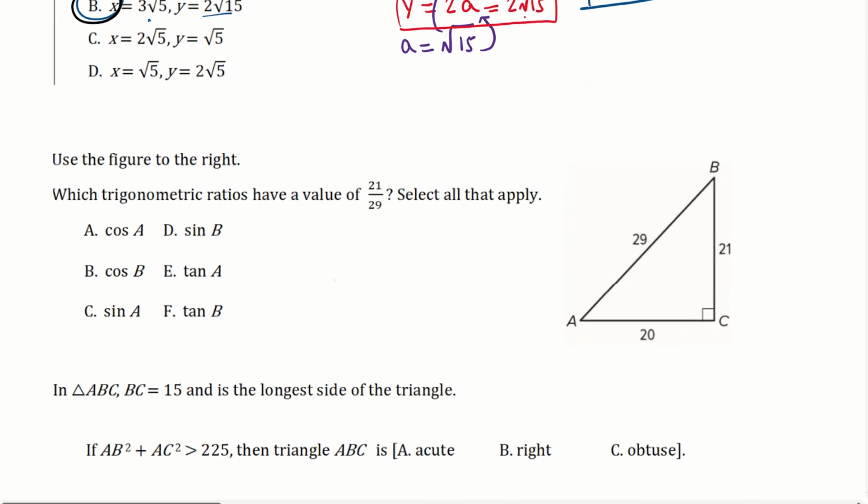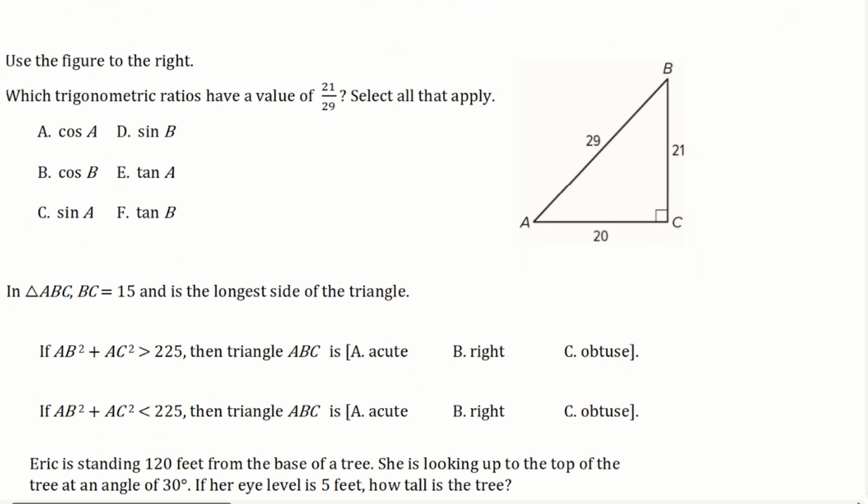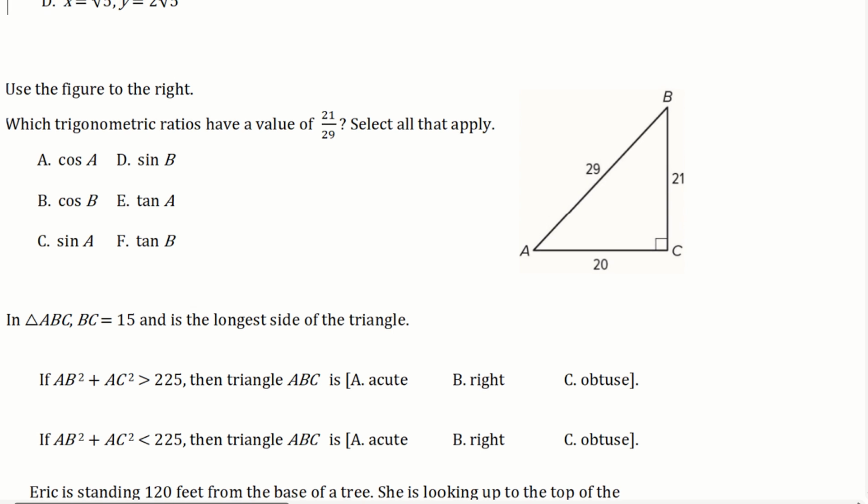All right, so now it says, use the figure to the right, which trig ratios have a value of 21 over 29? So remember, good old SOHCAHTOA, right? We're talking about trig ratios. So which trig ratios have a value of 21 over 29? So let's look at cosine of A. So cosine of A is equal to, remember, cosine is adjacent over hypotenuse, right? So if this is angle A.